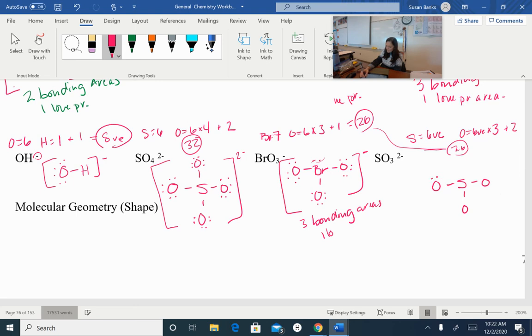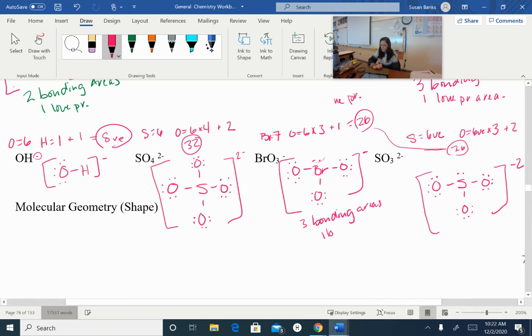I need 3 lone pairs around each of these oxygens to satisfy their octet with their single bonds. So 1 single bond plus 3 lone pairs equals 8 for an octet. The sulfur has 3 bonds, so it needs 1 lone pair to get its octet. I have indeed used 26 electrons. So this is my Lewis structure for my sulfite ion.